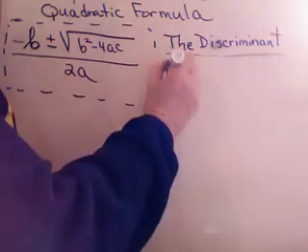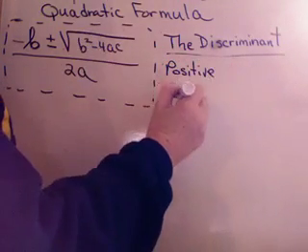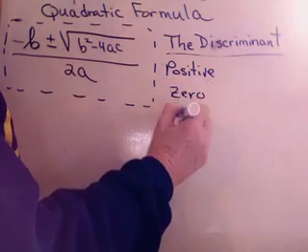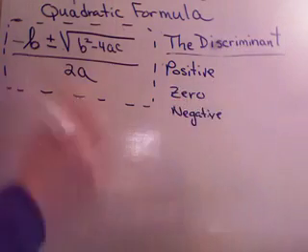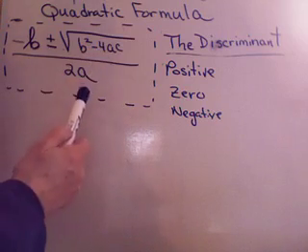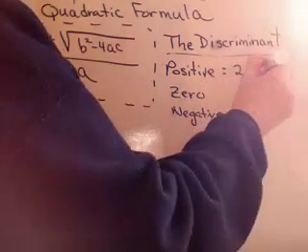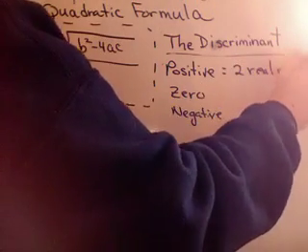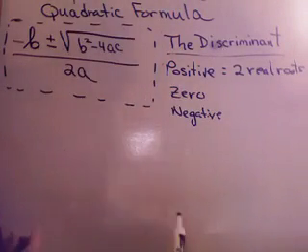It could be positive. It could be 0. It could be negative. And based on one of those three answers, the nature of the roots of the whole equation takes on different perspectives. If this is positive, then you get two real roots. Now, they might not be nice roots. They could be irrational or rational, but they're both real.